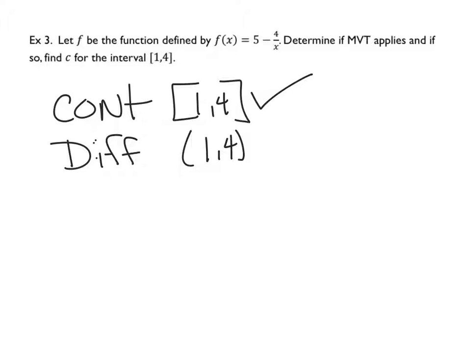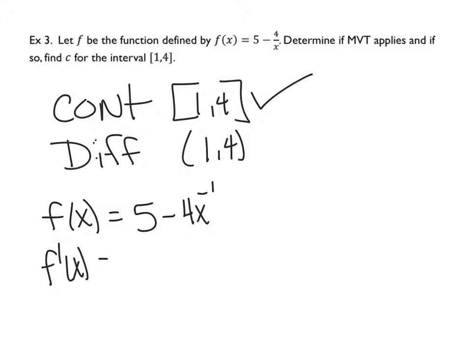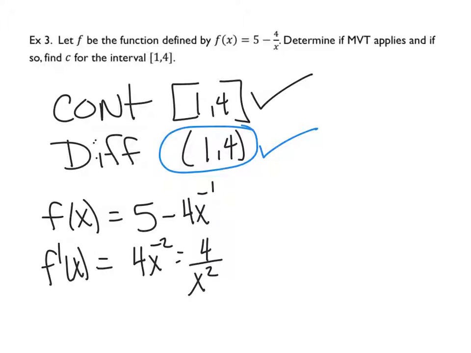Is it differentiable? Well, heck, you don't know until you take the derivative. So let's rewrite f of x. That's 5 minus 4x to the negative 1. Take its derivative. The derivative of 5 is a constant of 0, so this becomes 4x to the negative 2, and I'll rewrite that as 4 over x squared. Again, is there any number I'm not allowed to divide 4 by? Well, of course there is. You're not allowed to divide by 0. But does 0 fall in this interval? No, so it is continuous and differentiable over this interval.